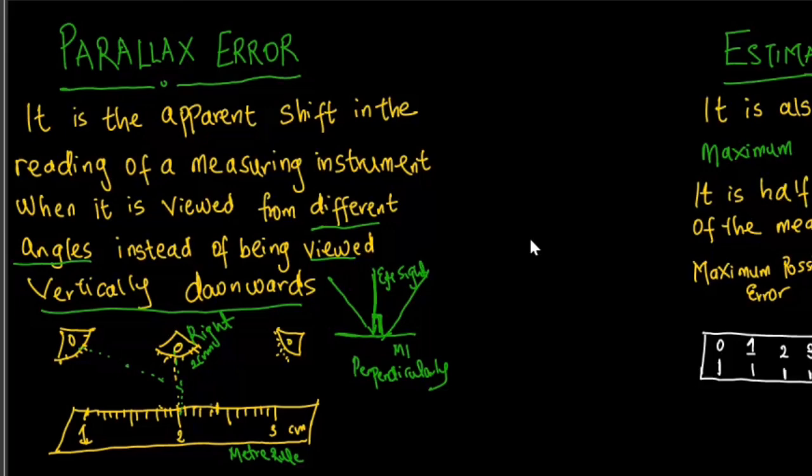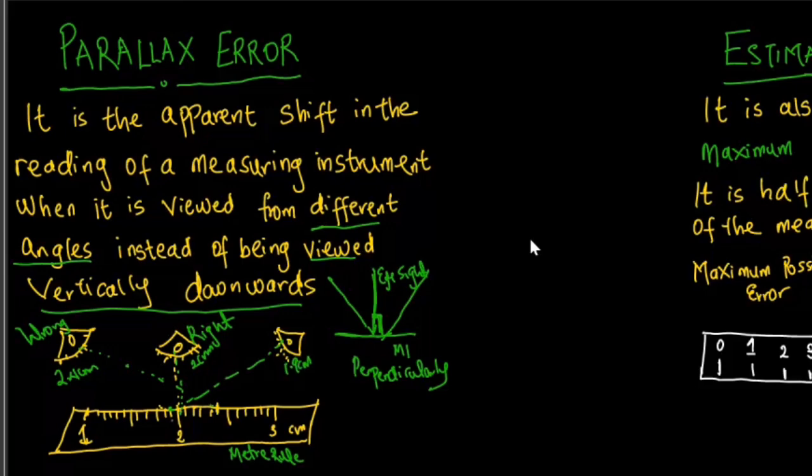We end up reading, let's say, something like this. This could be 2.4 centimeters. So in this case, I'm getting 2.4 centimeters. So this is a wrong way of viewing a measuring instrument, where I'm looking at the instrument from the right-hand side at a different angle. So I could end up reading something at this point, and this is 1.9 centimeters.